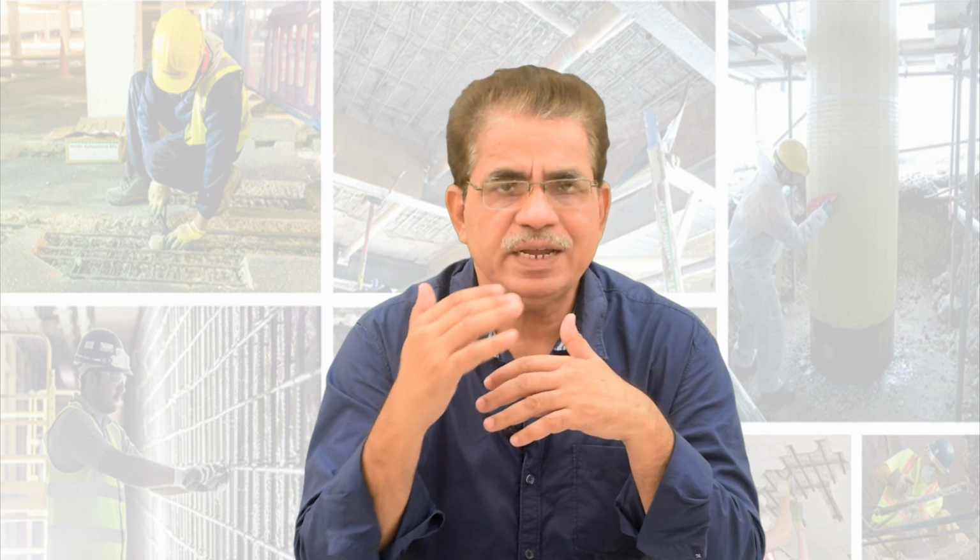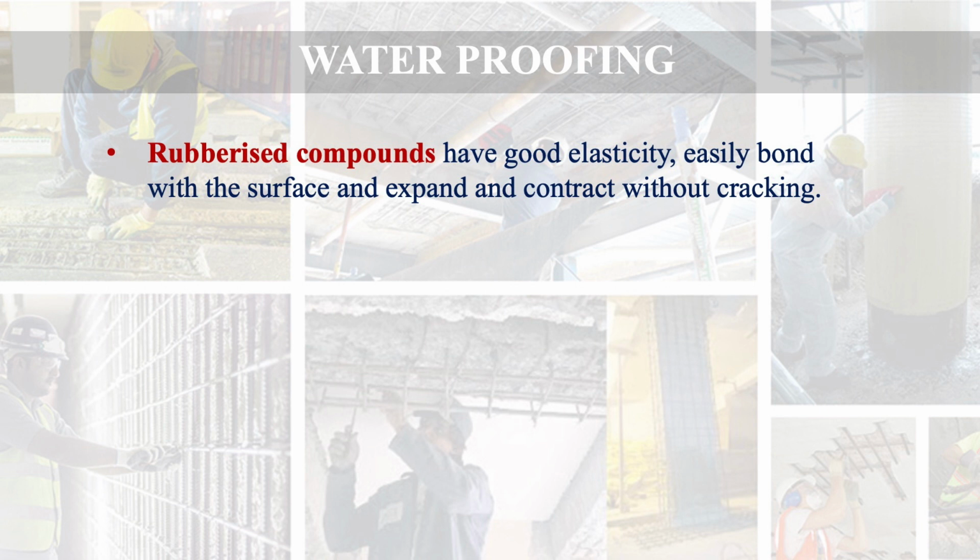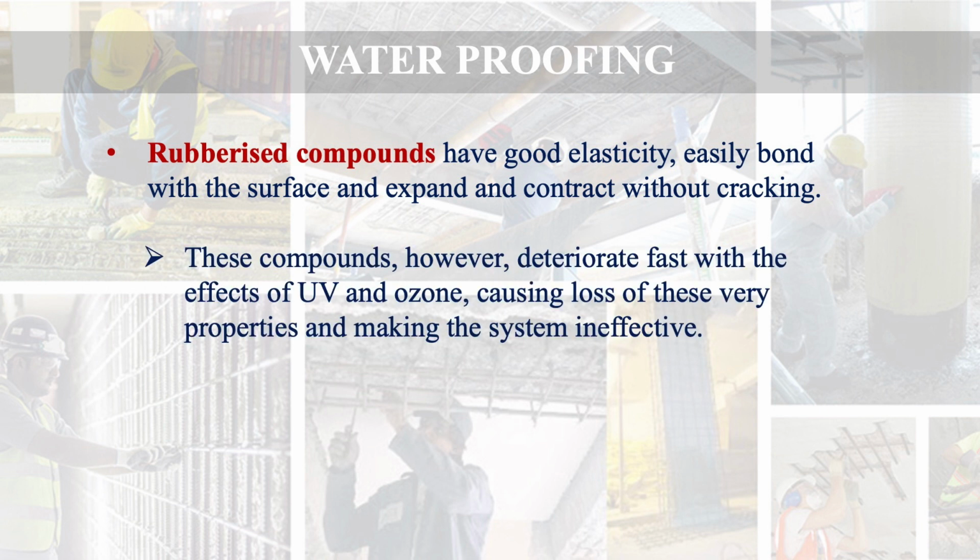Now let's move to another type of material, rubberized compounds. Rubberized compounds have good elasticity, easily bond with the surface and expand and contract without cracking. These compounds, however, deteriorate fast with the effect of ultraviolet radiation and ozone, causing loss of these very properties. Which properties? Elasticity, good bond, good expansion and contraction properties, and hence they make the system ineffective.